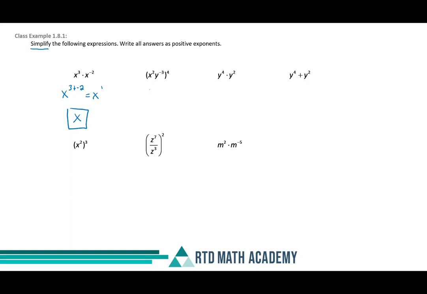I'm going to move the y onto the denominator first. Now notice that that negative 3 is only applying to directly what's in front of it, which is the y. The x squared actually stays where it is, and the y to the power of now positive 3 gets moved onto the denominator.